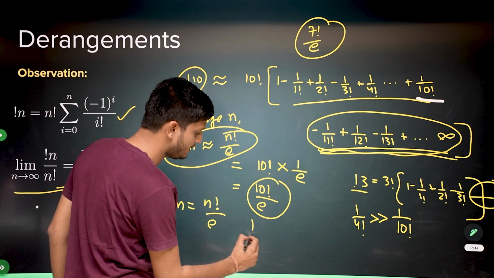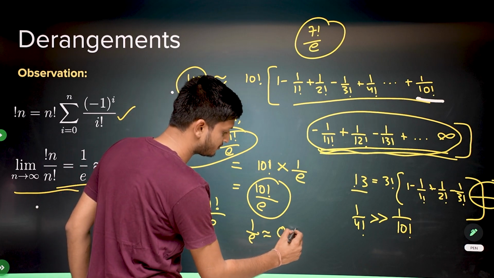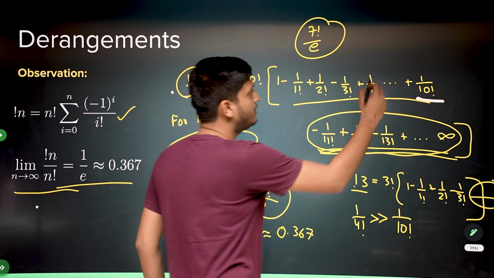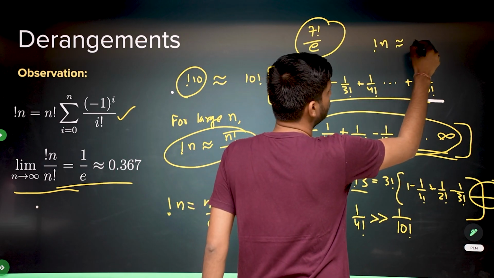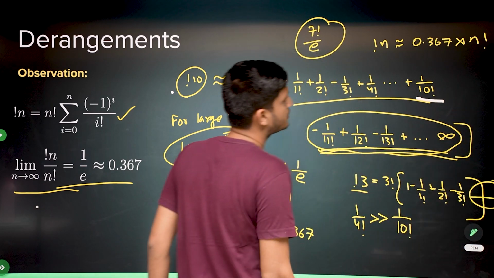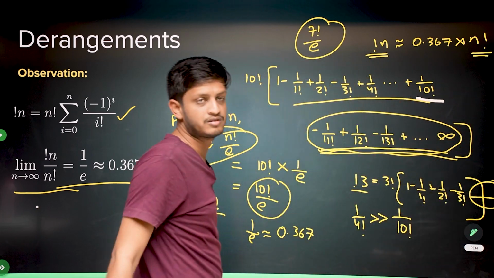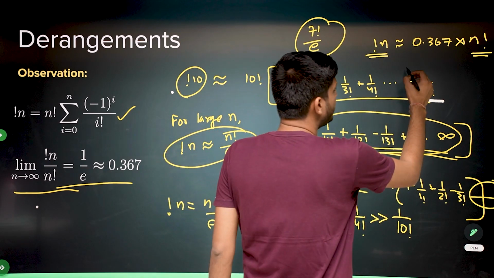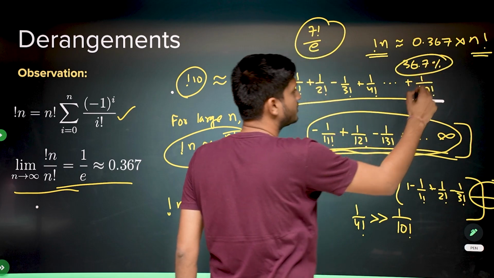And 1 by e is approximately 0.367. It means that subfactorial of n for a large n is approximately equal to 0.367 times factorial n. This is the number of derangements. This is the number of arrangements. It means that approximately 36.7% of arrangements are derangements in general.